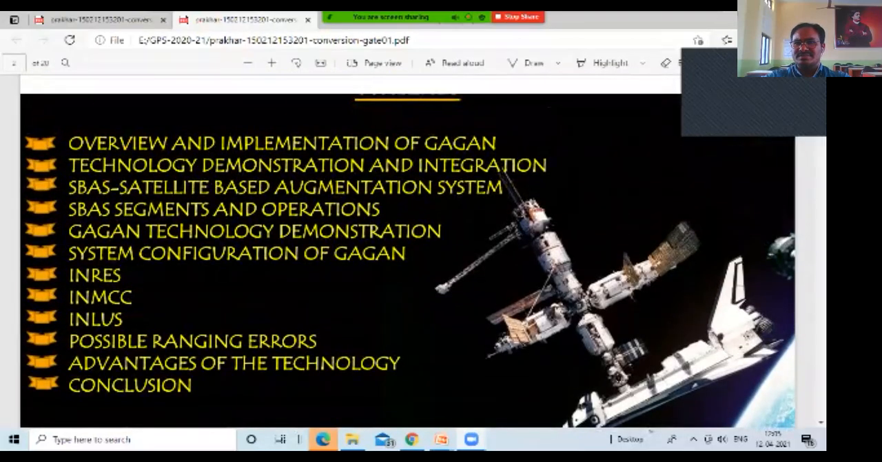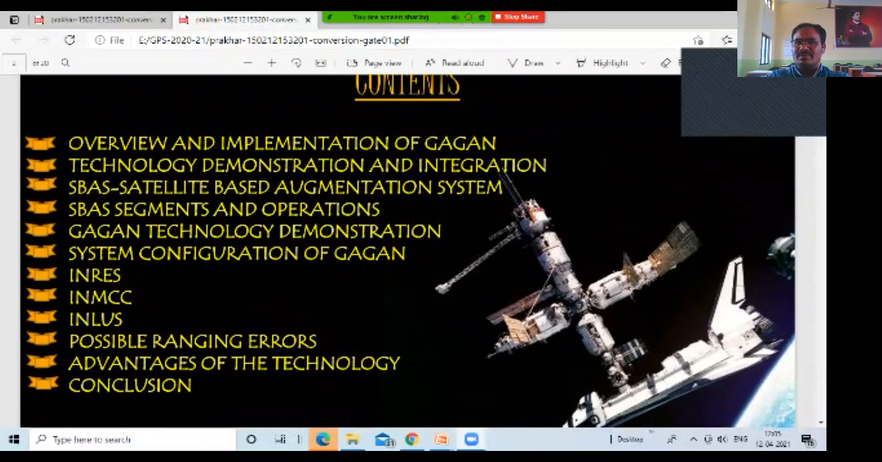So what it consists of is how Gagan is implemented and what the technology is. Of course, the same GPS techniques developed by the US Department of Defense are used here, along with some augmentation techniques, that is, improving the quality of navigation: the satellite-based augmentation system, SBAS, and the ground-based augmentation system, that is GBAS. Then the demonstration system configuration of Gagan and some of the special projects under Gagan.